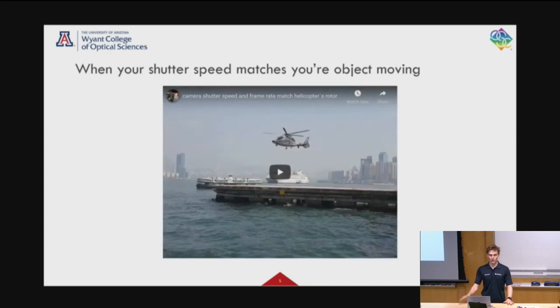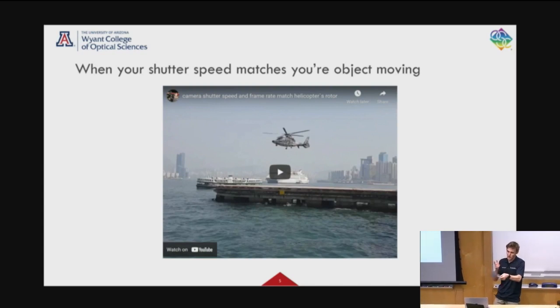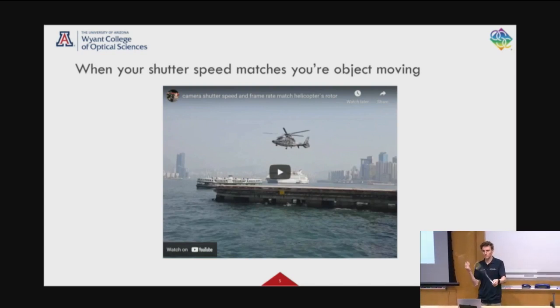A fun example I like is this helicopter here. What you're going to see is when the shutter speed of your camera is matching the rotation of this. If I was spinning my lanyard here and the camera was matching its rotations, you could see just probably the lanyard at the same spot, because one rotation is, say, 1 second, 1 second again, but you can only look at it every 1 second, so you'll see that.